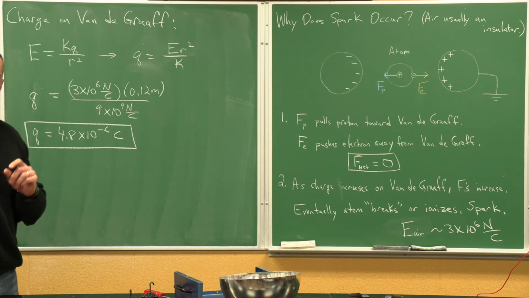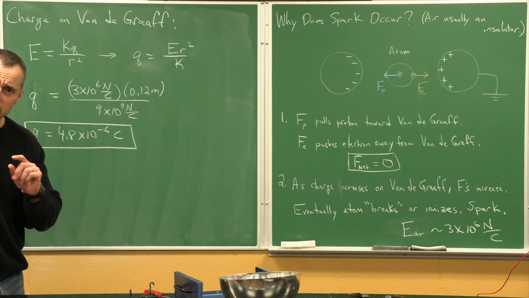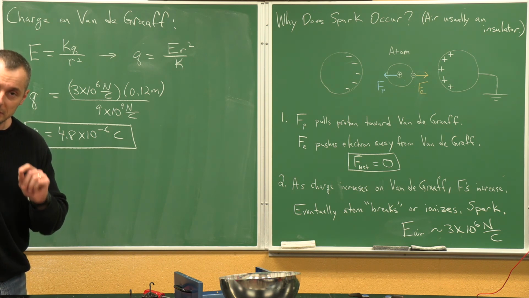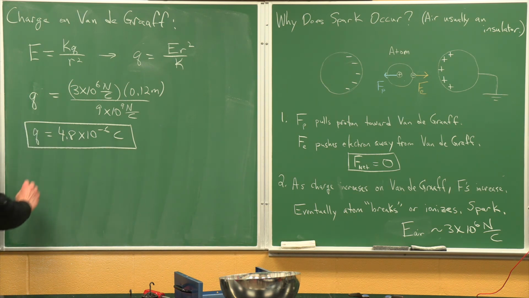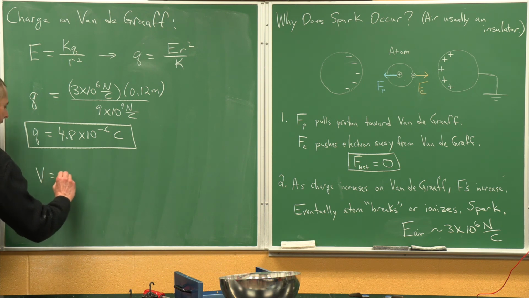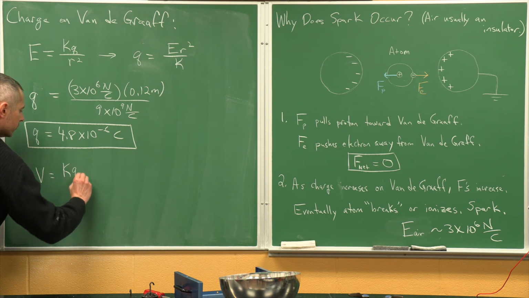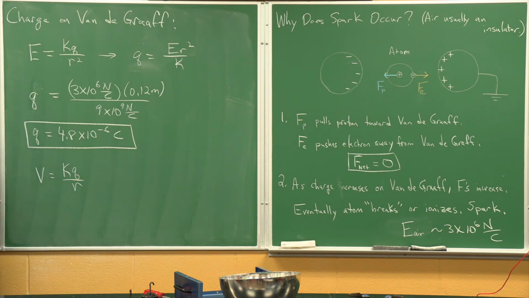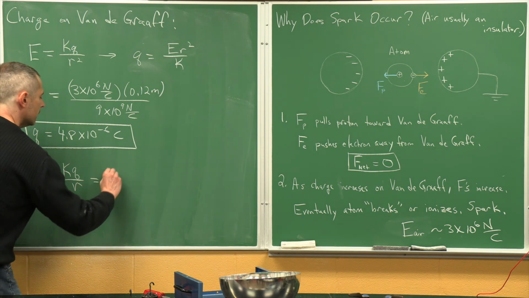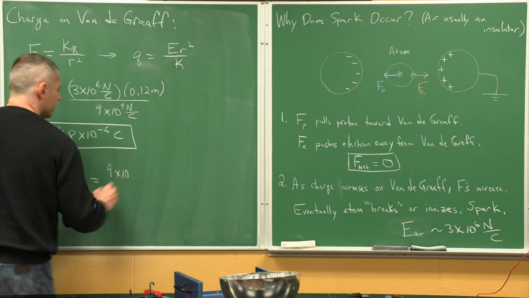Now, let's do something else. Let's calculate the voltage achieved by the Van de Graaff. Because if I know the charge and the radius, the voltage at the surface of the sphere is kQ over r. 9 times 10 to the 9.